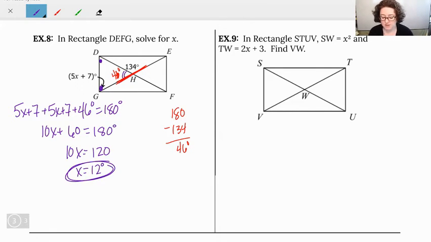Alrighty, last problem. In rectangle STUV, we know that SW is x squared, and we know that TW is 2x plus 3. How should those two pieces compare to each other? Well, if diagonals are congruent and the diagonals get bisected in any parallelogram, including rectangles, then those two pieces need to be equal. So we're just going to say that x squared equals 2x plus 3.